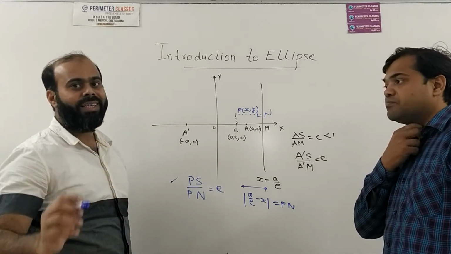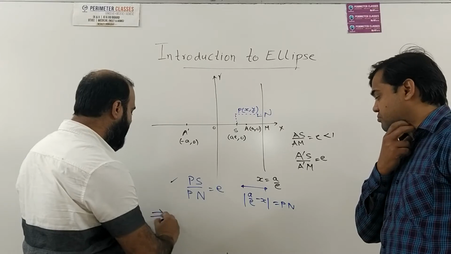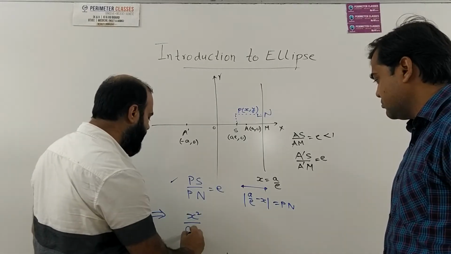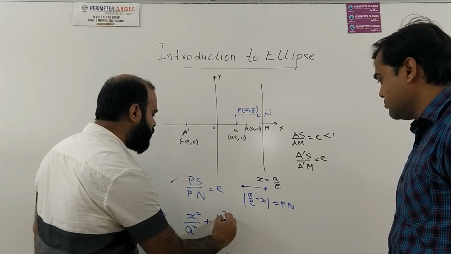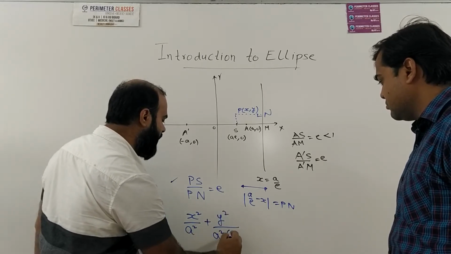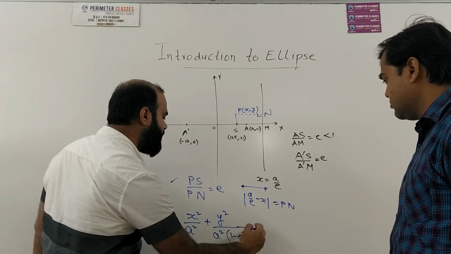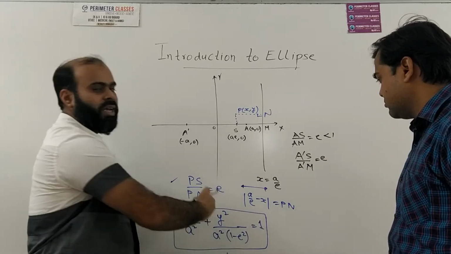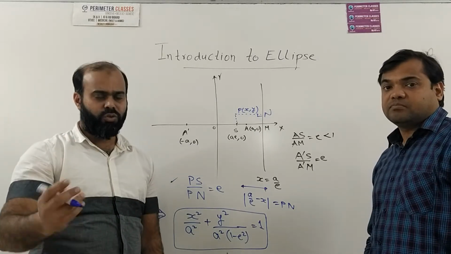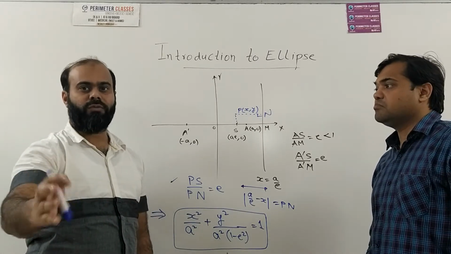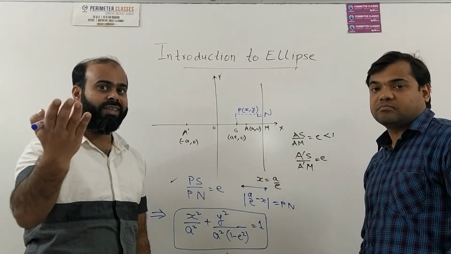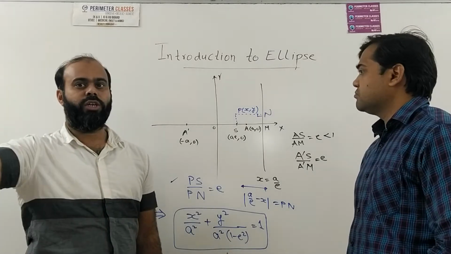After simplifying, we will come across a final equation which is x square by a square plus y square by a square into (1 minus e square) is equal to 1. The intermediate steps I am not writing here. If you are interested, you can do it as homework, and you can also check our videos which will be coming in the math section of coordinate geometry ellipse. Then we will do the whole equation.